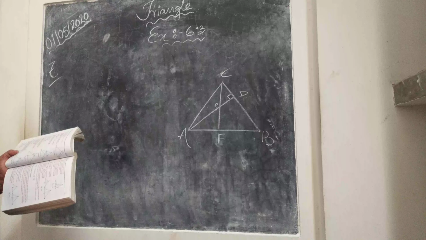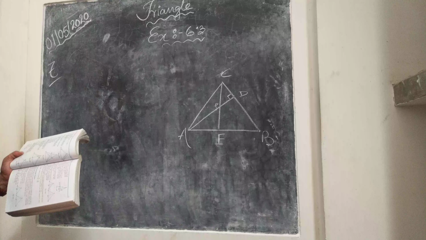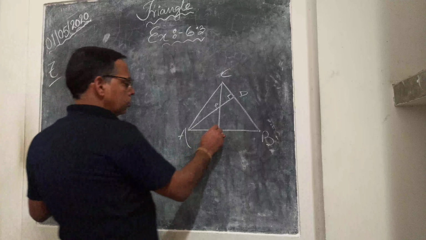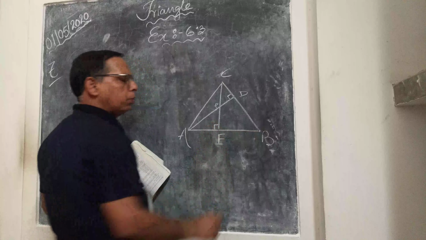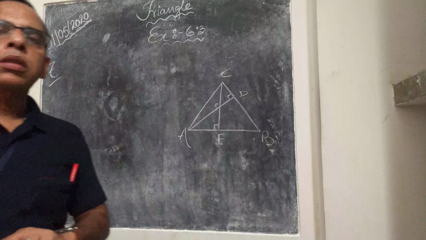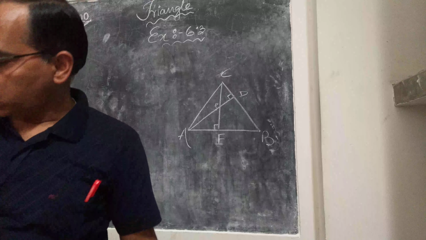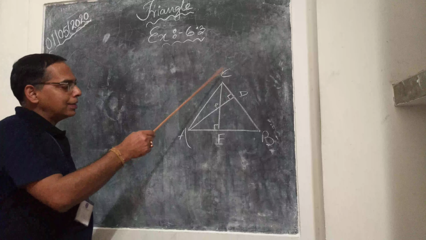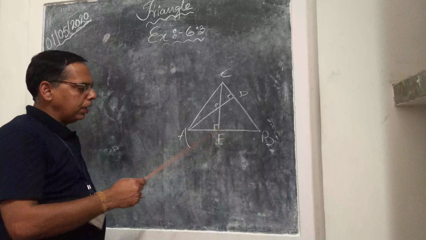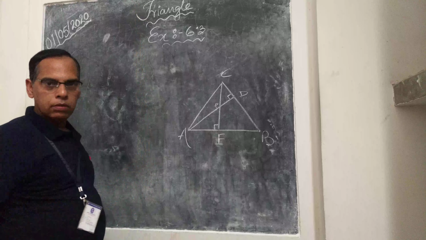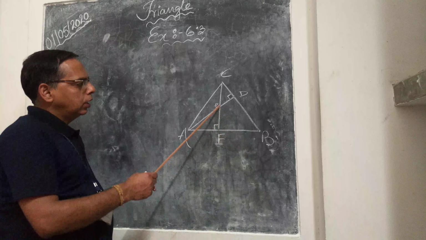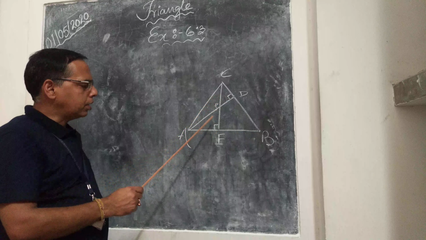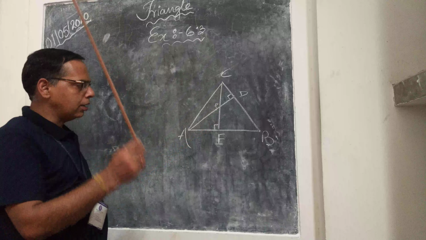What is given? AD and CE of triangle ABC intersect each other. Both are altitudes. Remember, what do you mean by altitude? Altitude means the perpendicular drawn from the vertex to the base. This is CE perpendicular to AB, AD is perpendicular to BC. Clear? This symbol stands for a right angle.